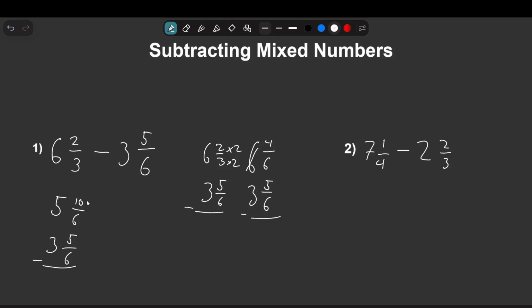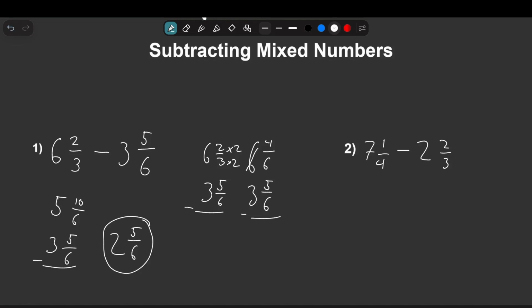So like this, we can start subtracting. So we're going to start with our fractions. So we're going to do 10 minus 5. This will equal 5, of course. And our denominator stays the same. Now we're going to do 5 minus 3. 5 minus 3 equals 2. And this will get us to our final answer. So our final answer is going to be 2 5/6.